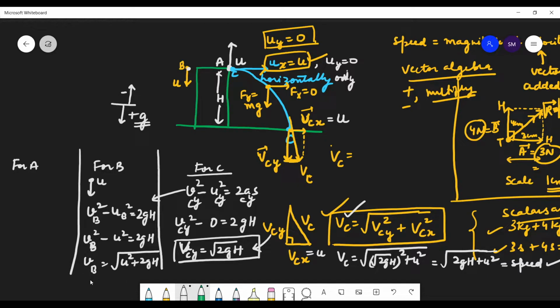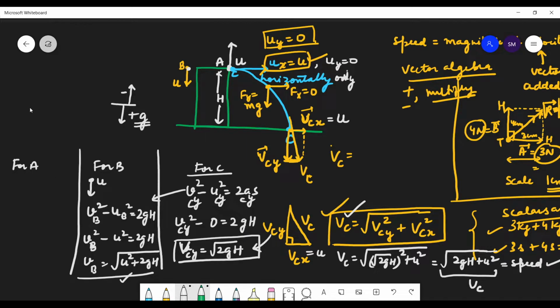So you can see that the velocity of B is this, which is same as velocity of C. So this is velocity of C. This is not velocity, this is actually speed, magnitude of velocity. So the speed of B and C is same.